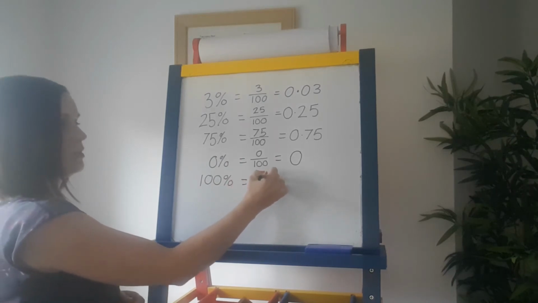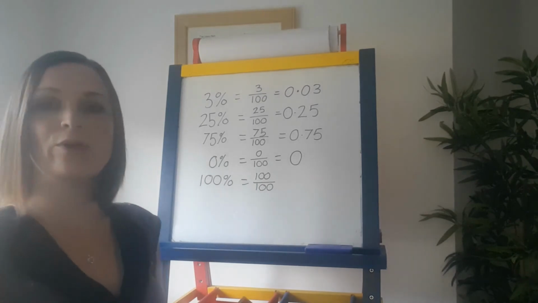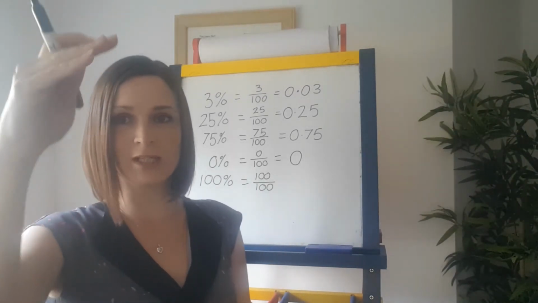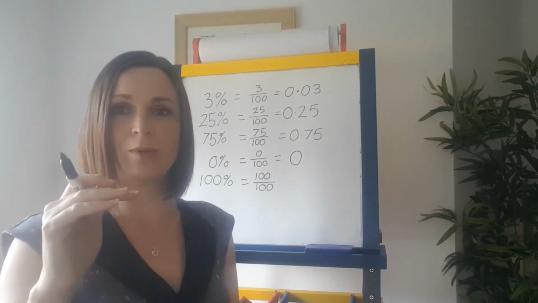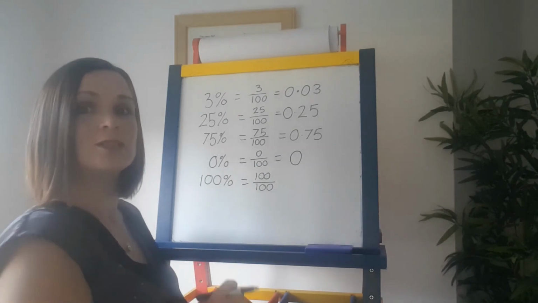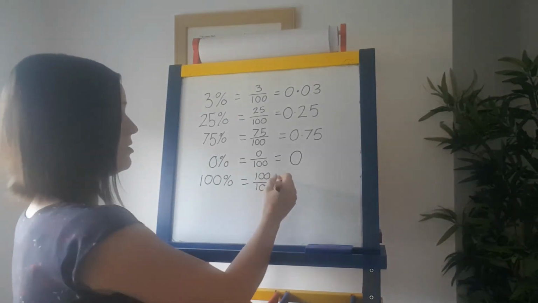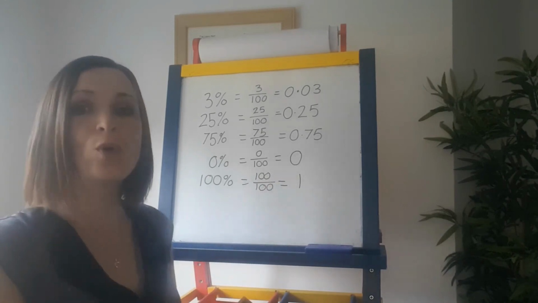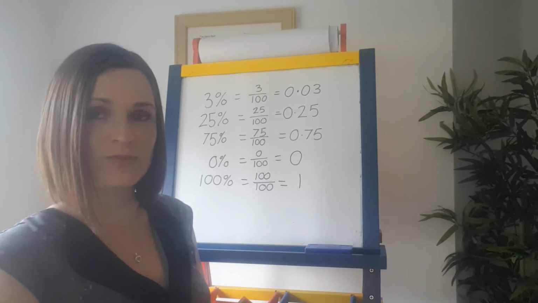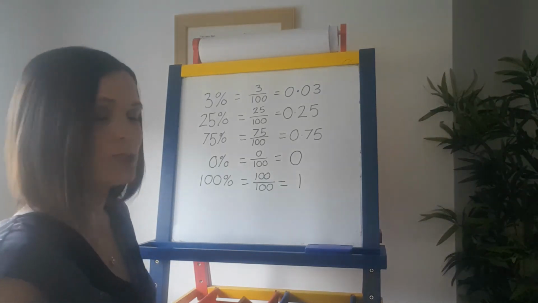Another one is 100%. That is 100 out of 100. Now, if you have any fraction at all where the number on the top, your numerator, and your denominator, your number on the bottom, are the same, just like this, 100 over 100, then that is called a whole number fraction. And it just means 1. You have the whole thing. You have it all.